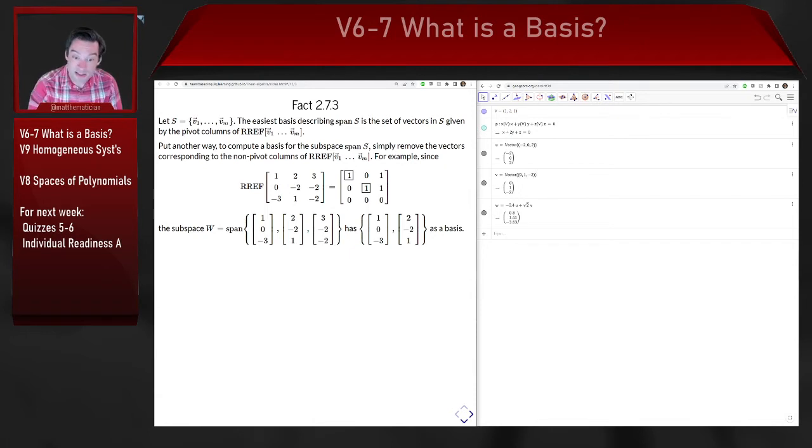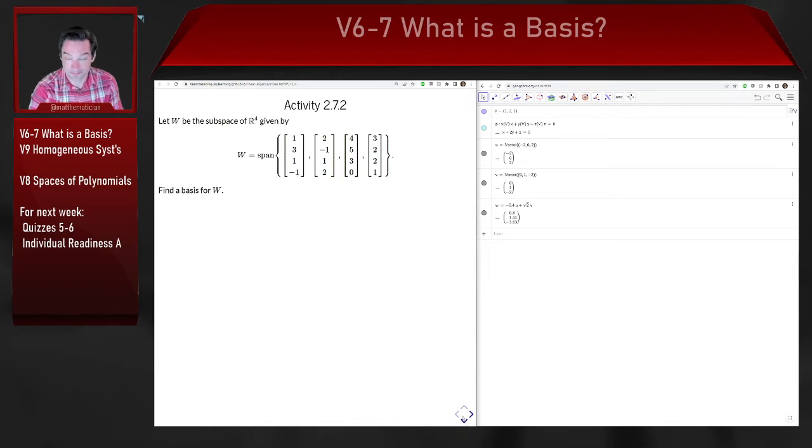So this is the recipe for how to find a basis if I already have a spanning set, but I don't have it being linearly independent. This is how you fix linear independence: you just take away all of the original columns that correspond to the non-pivot columns of the reduced row echelon form. And after I take away those original columns, what remains is a linearly independent set.